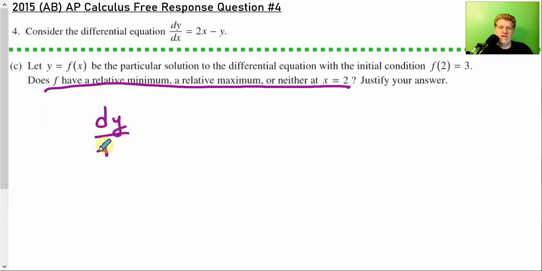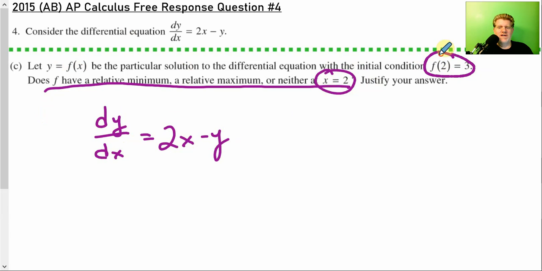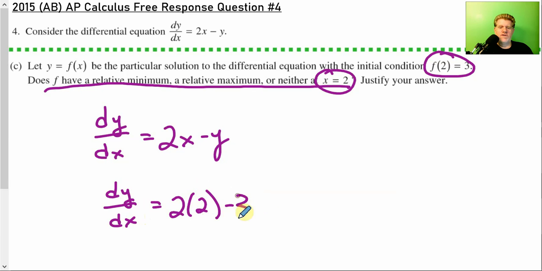Well, for the function f of x, we already have the derivative. We don't have to find it. It's already given to us. We have to find it when x equals 2. Now, it's very nice that they happen to tell us this. When x equals 2, y equals 3. So we are going to plug in both those values. We're going to plug in 2 for x, 3 for y. We end up with 1.